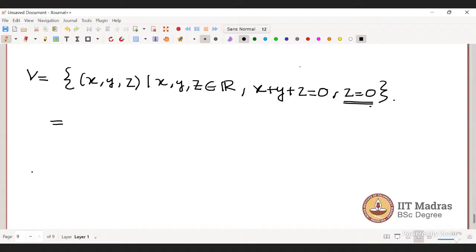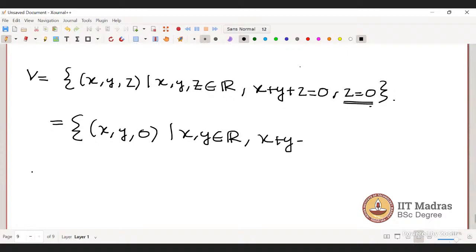So I can write this as a vector, and since Z is 0, I can write it in a simpler form. Now can you find the dimension of this vector space? One will be dependent and one will be independent. So the dimension will basically be 1.